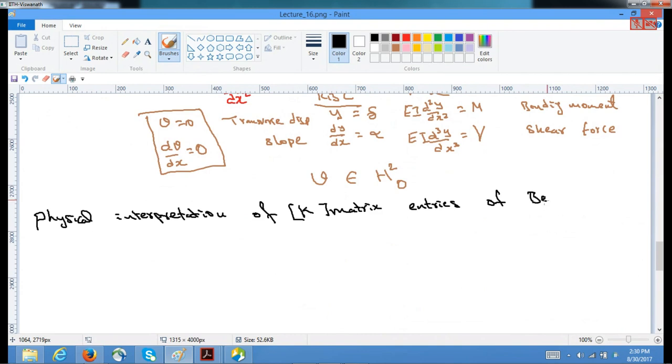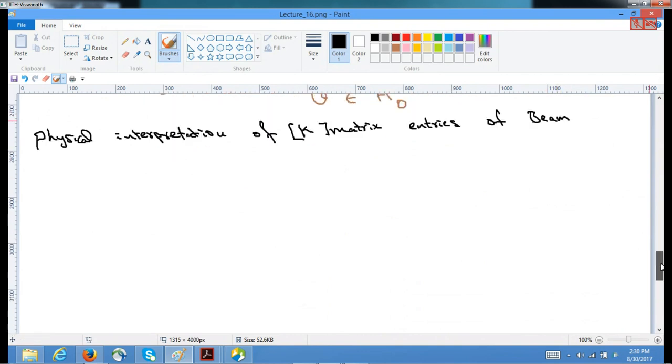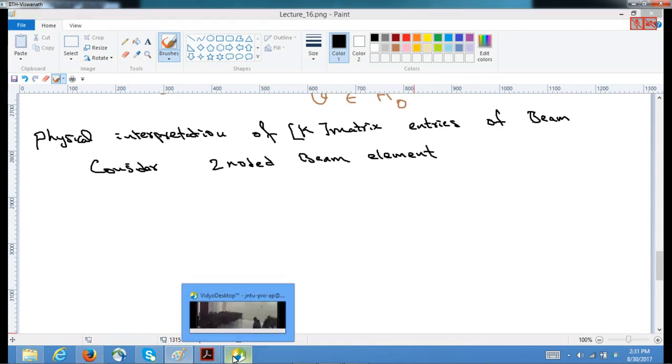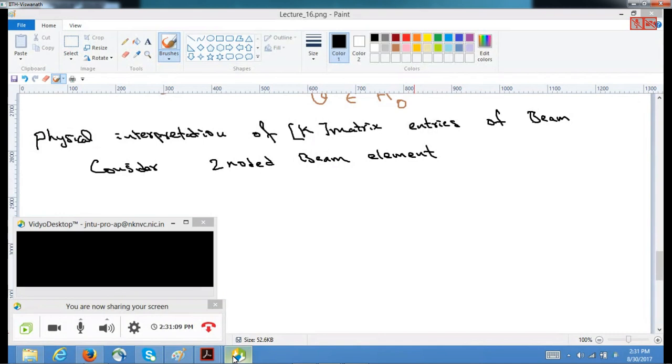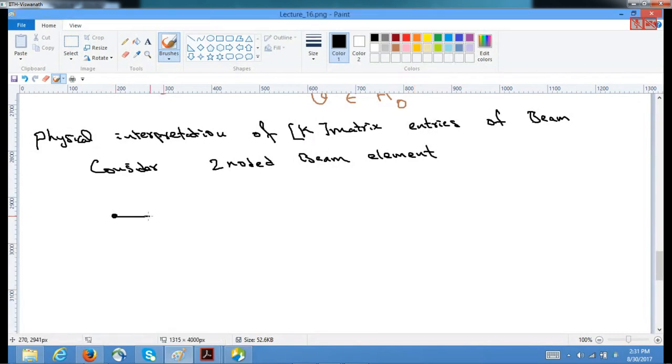We want to physically understand what are the entries of the K matrix for a beam. So for that, I consider a simple two-noded beam element. For a two-noded beam element, this is node i, this is node j, and this is some element e, which is connected by node i and node j.